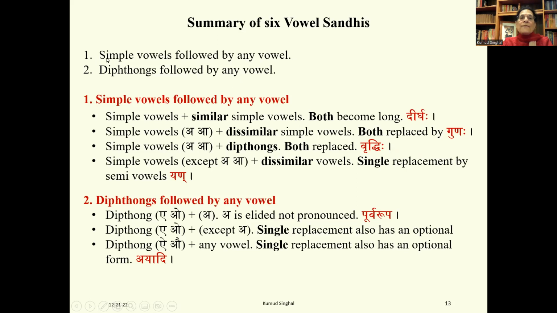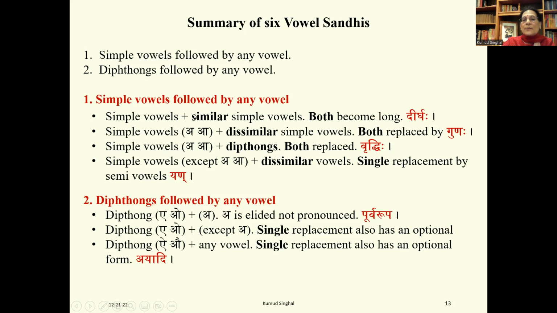So there are 4 cases when a simple vowel is followed by any vowel. So the first case is simple vowels followed by a similar simple vowel, right?